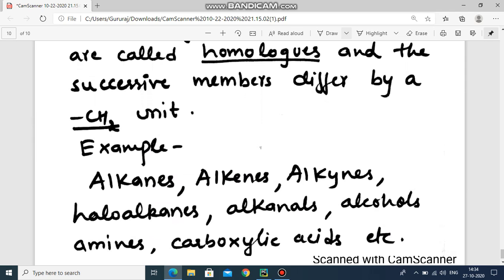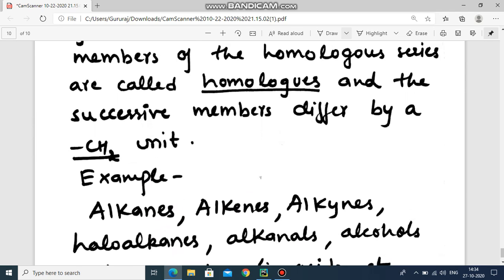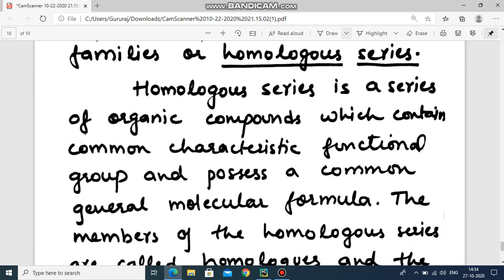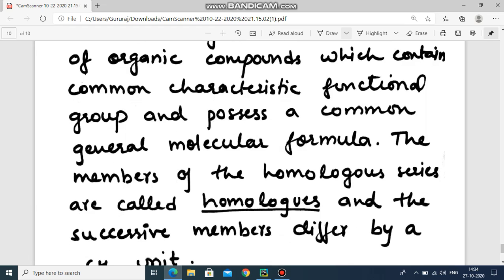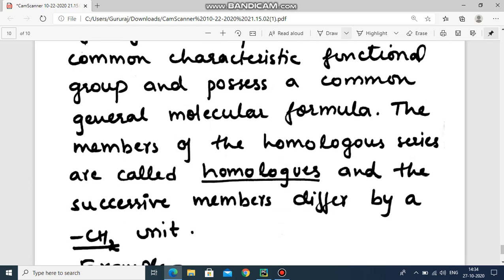These are different homologous series. So what is a homologous series? A homologous series is a series of organic compounds which contain a common characteristic functional group and possess a common general molecular formula, and the members are called homologues and the successive members differ by a CH2 unit.